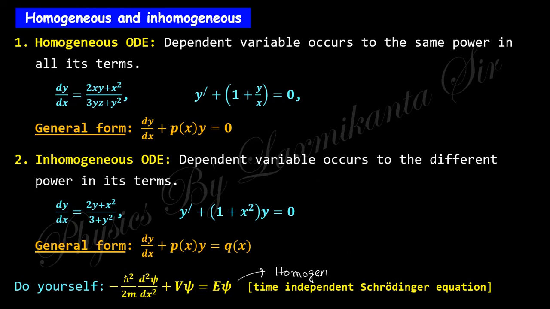Try to solve this just to know whether it is homogeneous or non-homogeneous, and comment in the comment box, homogeneous or inhomogeneous. So try to know about the homogeneity of this differential equation, the time independent Schrodinger equation, which is the famous equation in quantum mechanics, right?